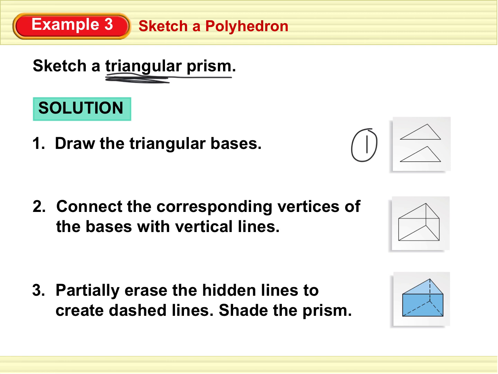Okay, now since it's a prism, we've got to make its edges and its walls. So connect all of those corresponding vertices. What it means by corresponding is it's like vertices. Is it looking like a prism?